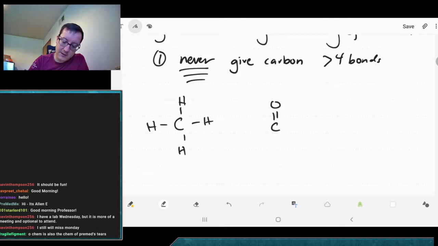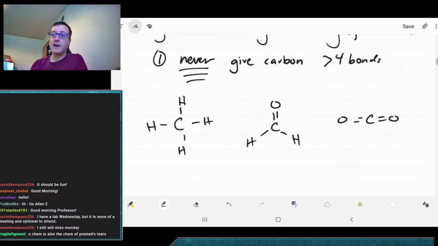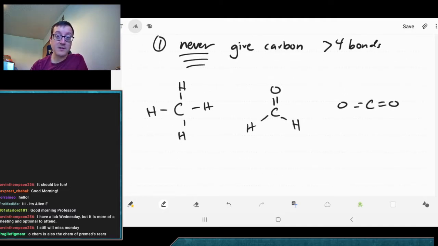If we take a look at, say, formaldehyde, in this case we have 4 bonds, just like before, though we have 3 single bonds and 1 double bond. And if we do carbon dioxide, here we have, again, 4 bonds, although both of them are double this time. So no matter what we're doing, the carbon's still going to have 4 bonds in 99.9% of all cases.